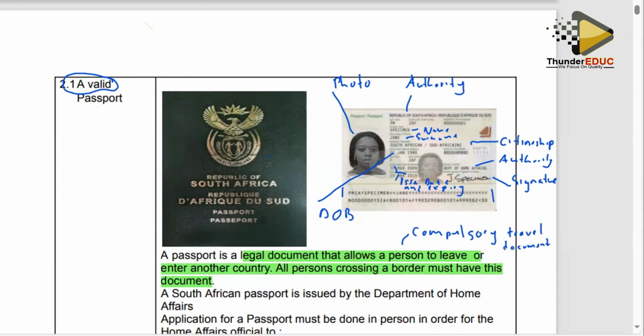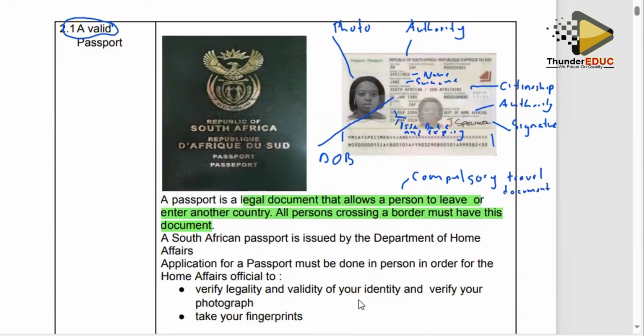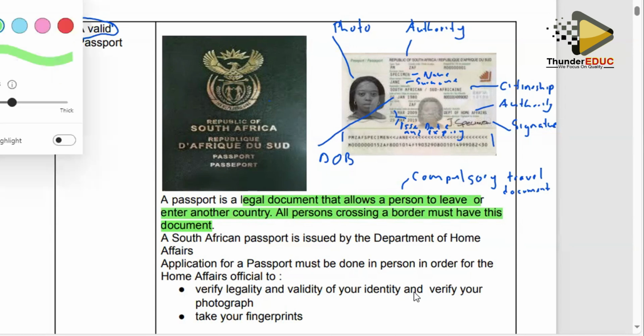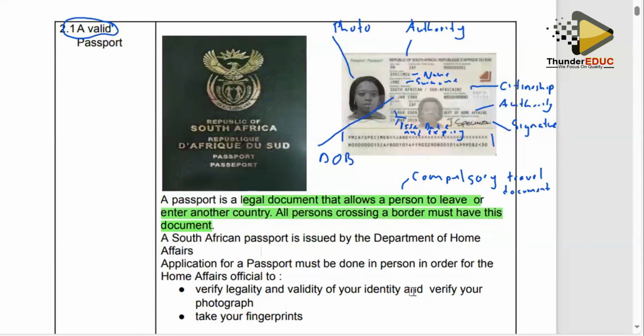Then secondly, we need to move on to the next part. Who issues the passport? Which authority issues the passport? In this case, a South African passport is issued by the Department of Home Affairs. When it comes to South Africa, the Department of Home Affairs is the one which is responsible for issuing out a passport. It can also be abbreviated as DHA. The Department of Home Affairs is the government department which is responsible for issuing out a passport.